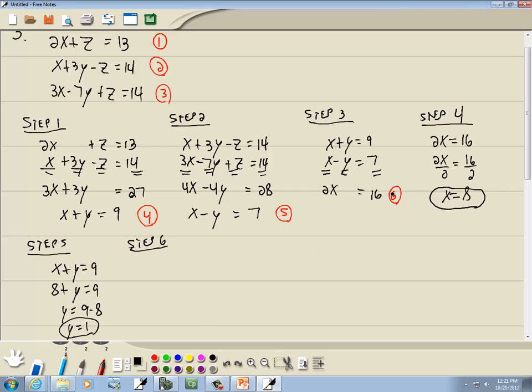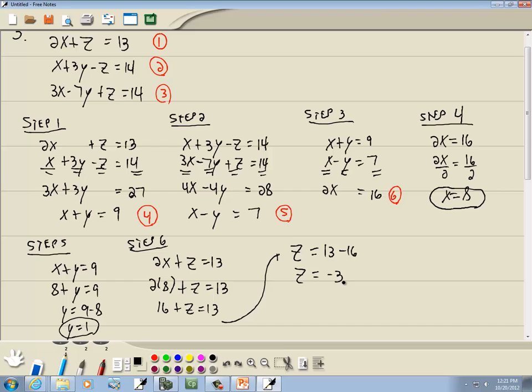Step 6. We want to plug the x and y we just found back into one of our first 3 equations, and then solve for z. It doesn't matter which one you pick. First one's actually the easiest. So we got 2x plus z is equal to 13. We just said x was 8. So I'll put 8 in for x. Now y we don't even have in here, so it makes it even a little bit easier. So that gives us 16 plus z is equal to 13. Take the 16 over to the right side. It becomes a negative 16. Which gives us negative 3. That's the third part of our answer. So our answer is 8, 1, and negative 3.